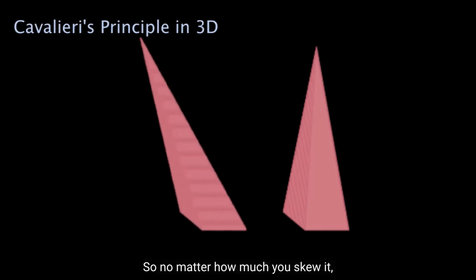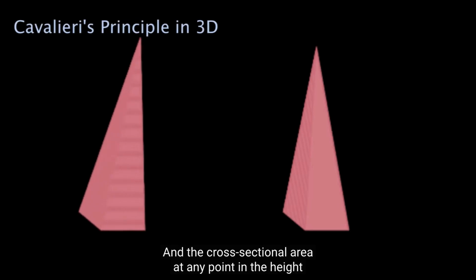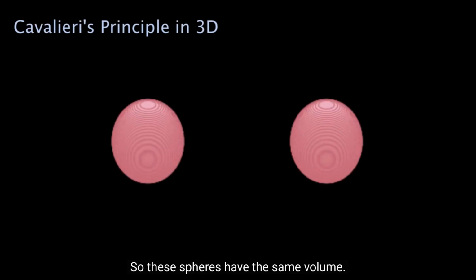So no matter how much you skew it, it's going to have the same volume as our original pyramid because they have the same height, and the cross-sectional area at any point in the height is going to be the same. We can actually do this with any figure. So these spheres have the same volume.